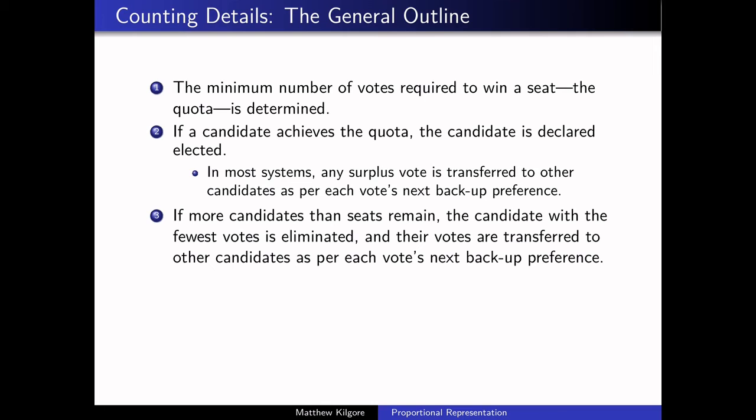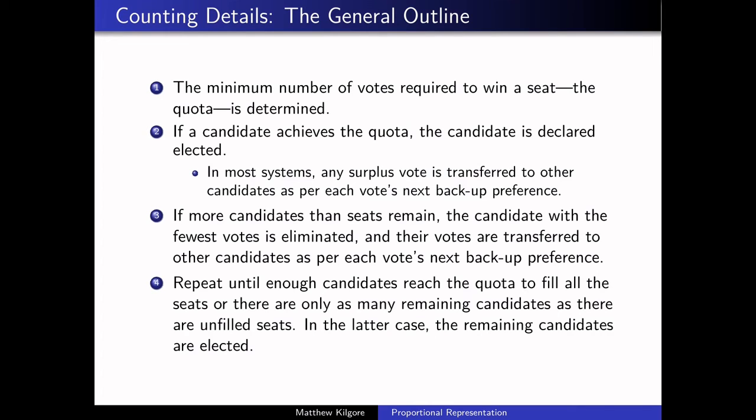So, now you have to check if more candidates than seats remain. And at that point, you just eliminate the guy with the fewest votes. The votes are transferred, and we check again, and keep doing it until all the seats are filled, or there are only as many remaining candidates as there are unfilled seats, in which case they win by default. That doesn't sound too bad on the face of it, but the devil is in the detail.